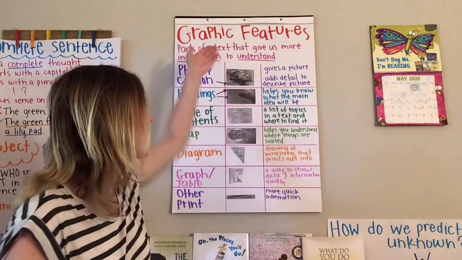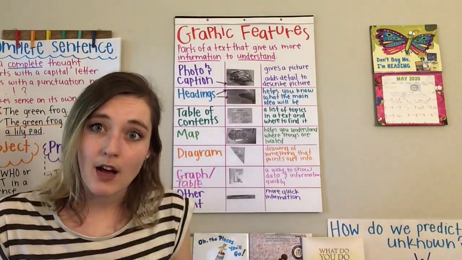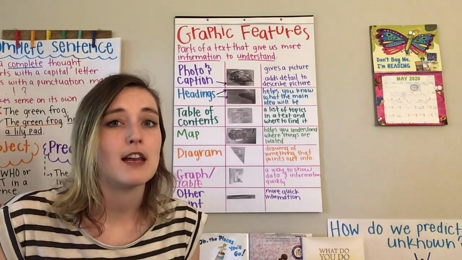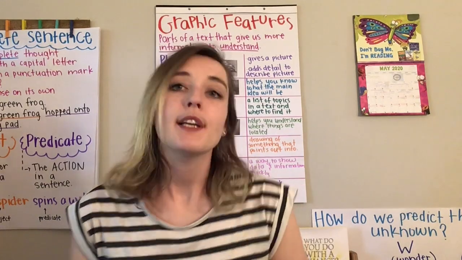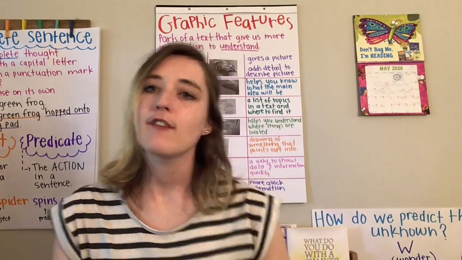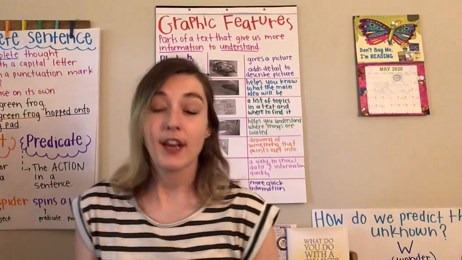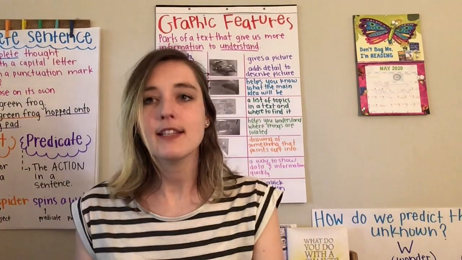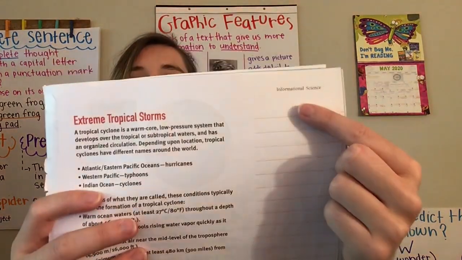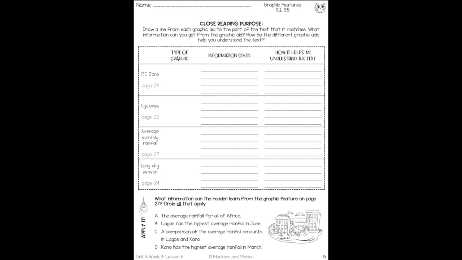All right, so those are all the graphic features that we're going to look for today and see if they are in our text. These graphic features that we see right here are found in informational text. And we know that our text is informational because it gives us the genre right here. All right, so what you need to do is open up to your close reading page.